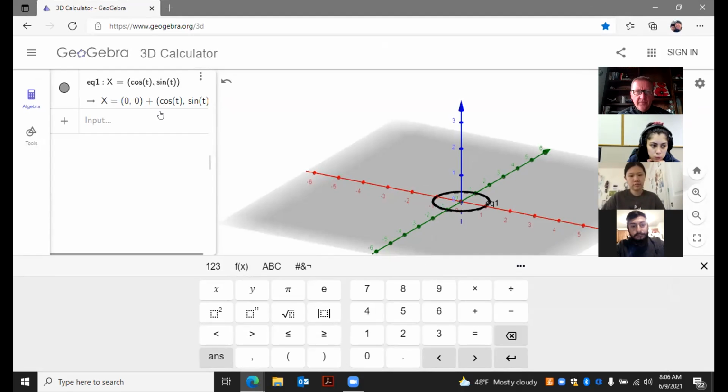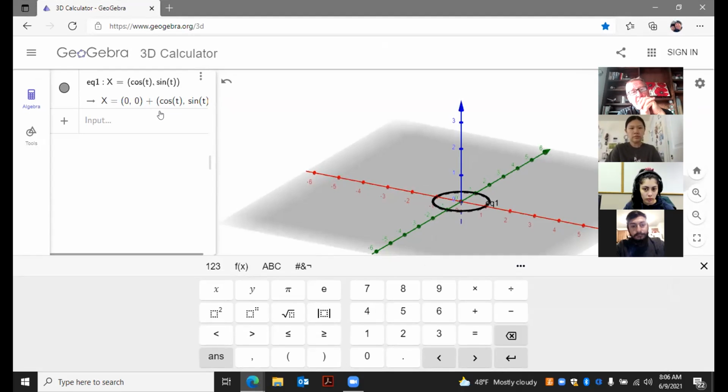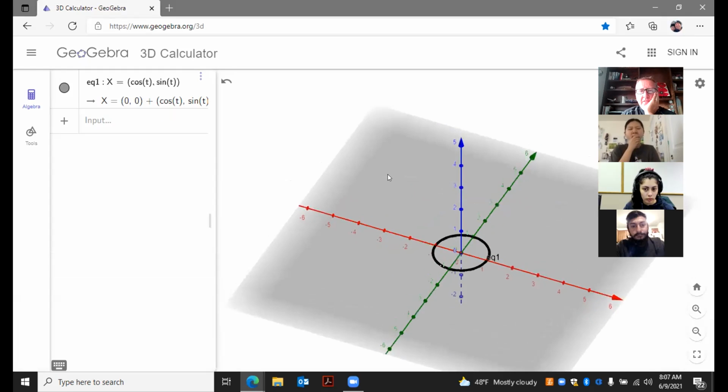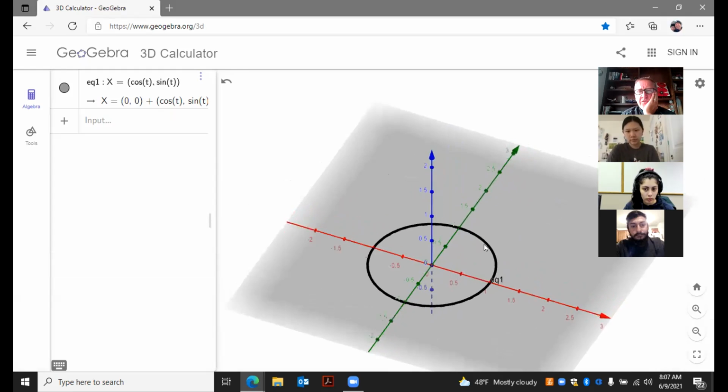I want you to think about this for a second. Notice the parametric equation that I gave you, and we're going in this direction now. But notice the equation, it's just 2-dimensional. Notice I didn't give a z component to it. I just said cosine of t for x and sine of t for y. You shouldn't actually be super surprised that that's just a circle.